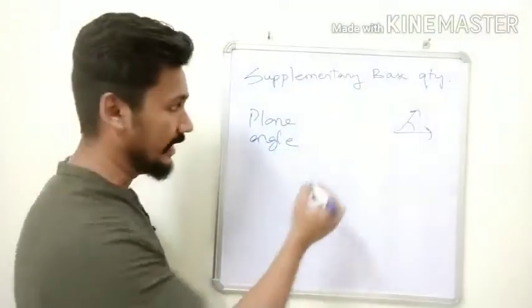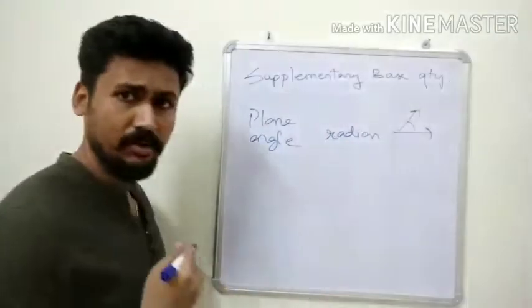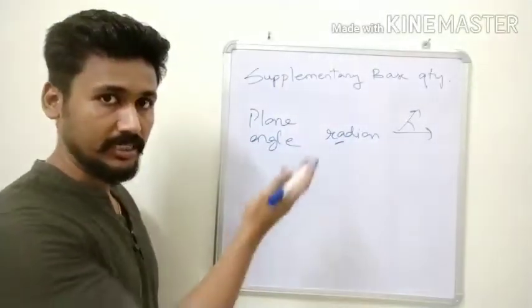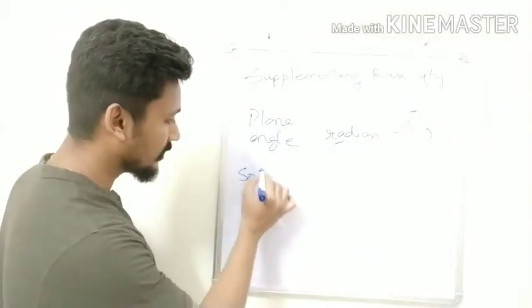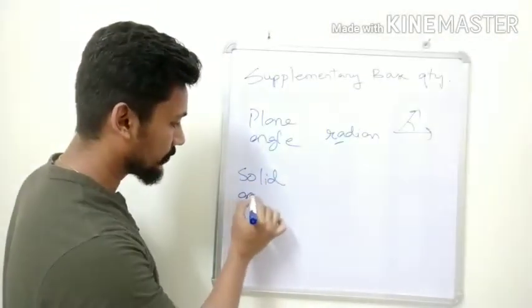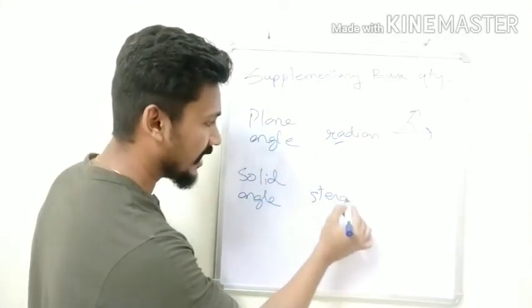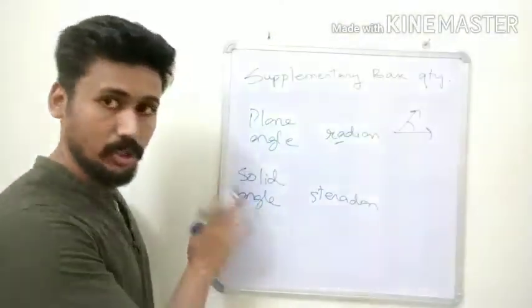SI unit of plane angle is something called a radian. Okay, now I'm sure you have not heard of this word before, that is radian. We will see what is the meaning of radian. And the other quantity is called the solid angle. Okay, and the SI unit of solid angle is steradian. Now we will see what is the meaning of this solid angle.